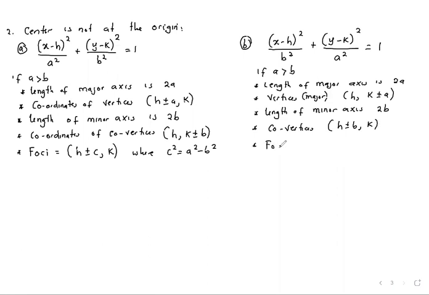So what was important to get the foci? The foci which is now h comma k plus or minus c. Still c squared is still a squared minus b squared. So these shapes that we're talking about here are the shapes that look like this one.